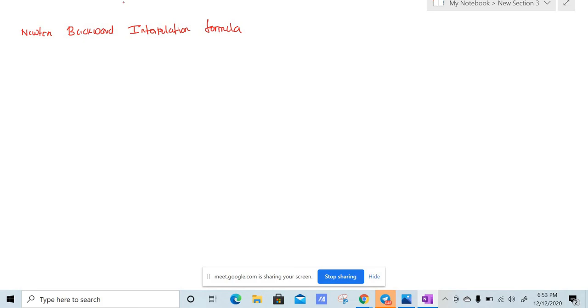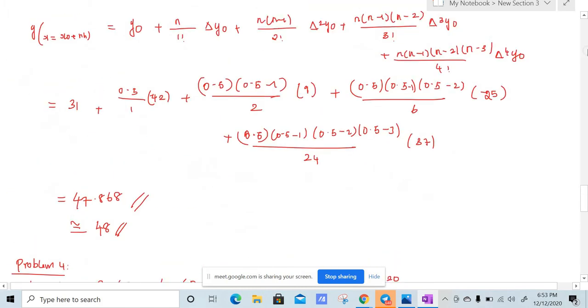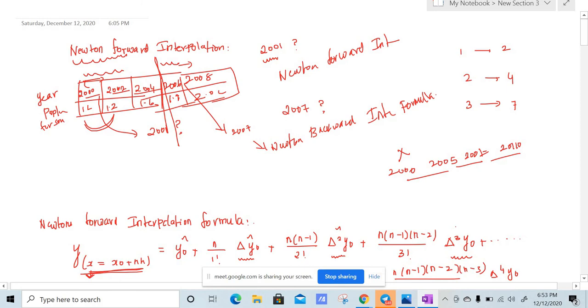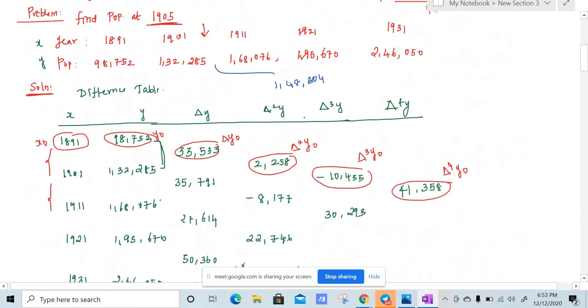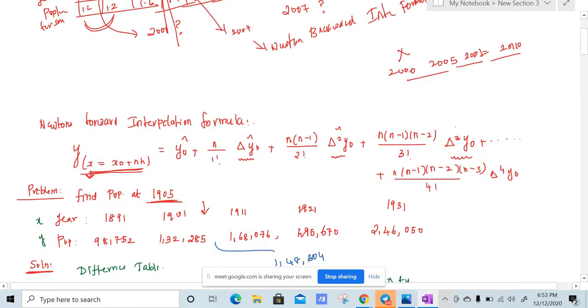So I'll give the formula here. In this formula, you just change y naught to yn. Wherever you are using y naught, that is, where you use the initial value x naught, y naught, del y naught, del square y naught, you just change the formula to yn, and here it will be xn.